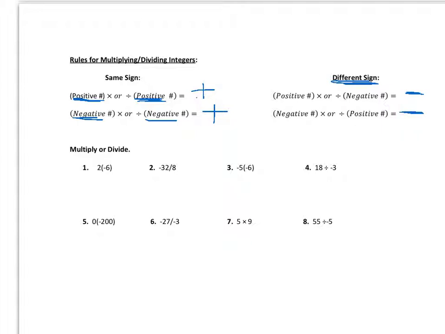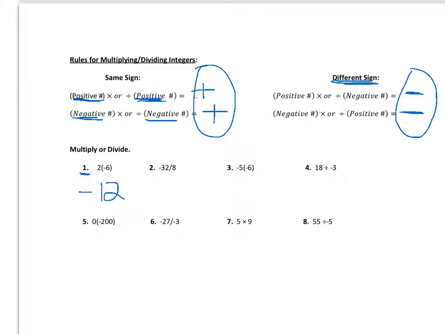So it's even much easier to remember this. Different signs, you get a negative. If you multiply two numbers with the same sign, then you get a positive. Okay, so if I look at number 1, these are different signs. 2 times negative 6, so I'm going to get a negative. And then 2 times 6 is 12.